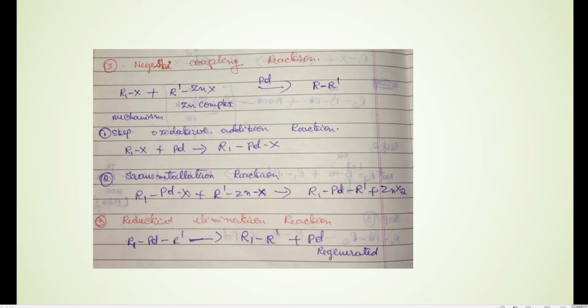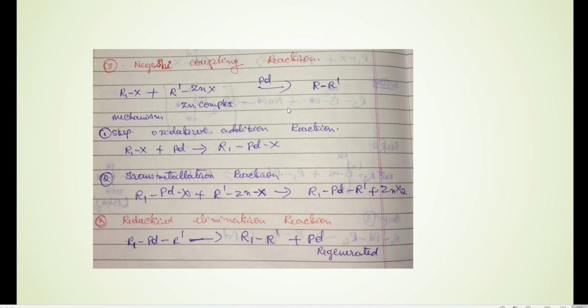Next reaction, next example for carbon-carbon single bond forming reaction is Negishi coupling reaction. So here we are taking RX or an alkyl or an aryl halide and making it react with a zinc complex, that is organometallic species having zinc metal in it, and then this is done in the presence of palladium catalyst. We get R-R'.